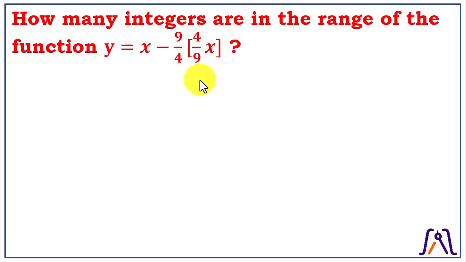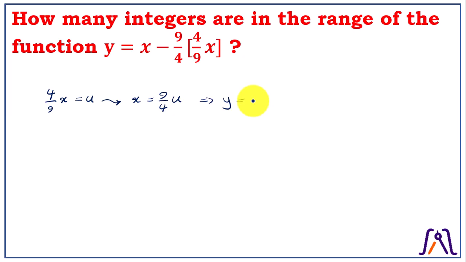Alright, in the first method, I'm going to start by changing the expression inside the greatest integer function. And so I'll use the substitution method. So I'll set 4/9 of x equal to u. If 4/9 of x is equal to u, then it follows that x itself is equal to 9/4 of u. So the general form of our function changes to this.